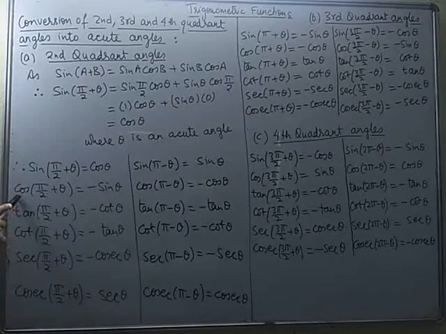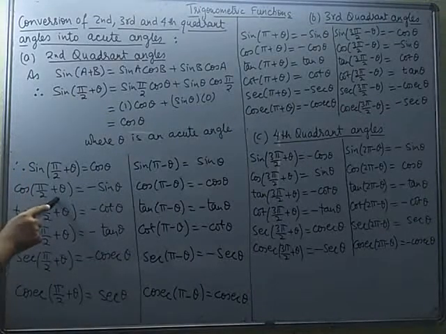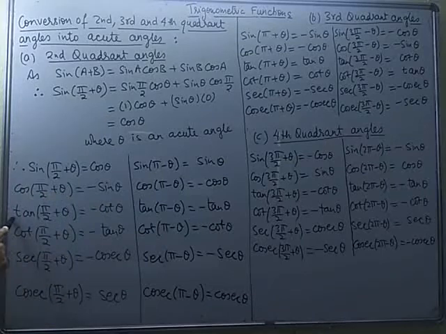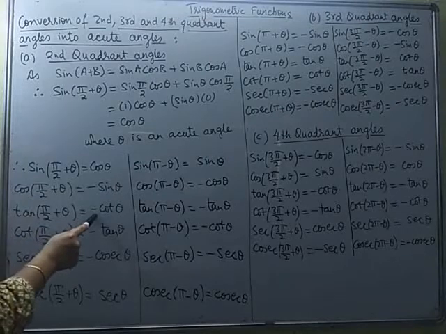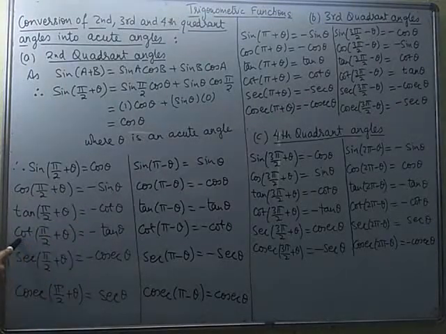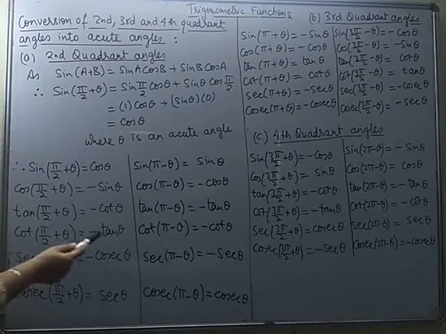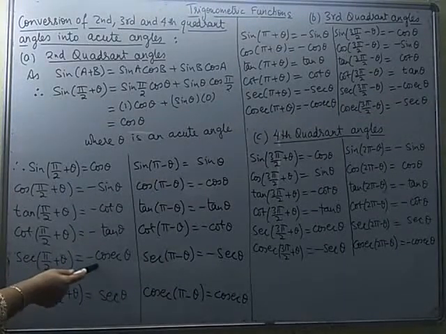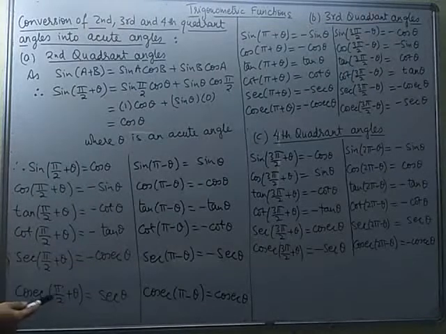In the same way, if you apply the formula cos(A+B) over here, you will see cos(pi by 2 plus theta) will come out to be minus sin theta. Using the formula for tan(A+B), you will find tan(pi by 2 plus theta) comes out to be minus cot theta. In the same way, we have done the formula for cot(A+B). So replacing A by pi by 2 and B by theta, when you expand it, you will learn cot(pi by 2 plus theta) is minus tan theta. In the same manner, sec(pi by 2 plus theta) comes out to be minus cosec theta, and cosec(pi by 2 plus theta) comes out to be sec theta.